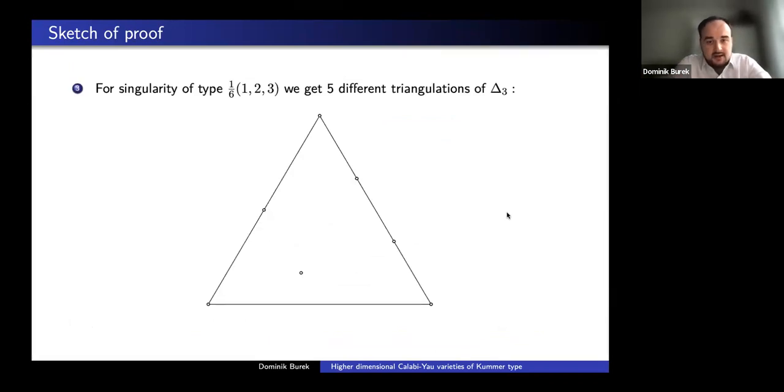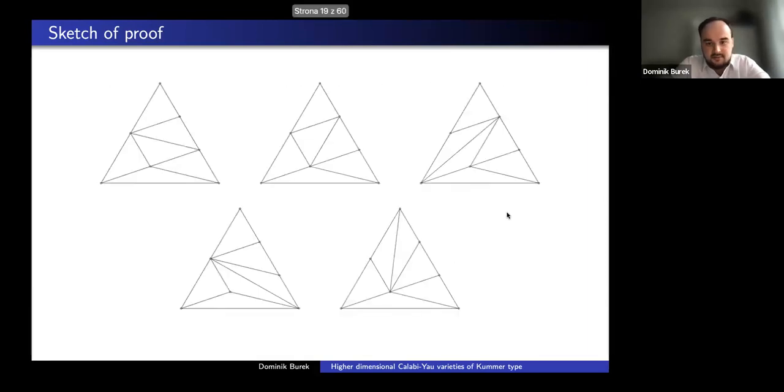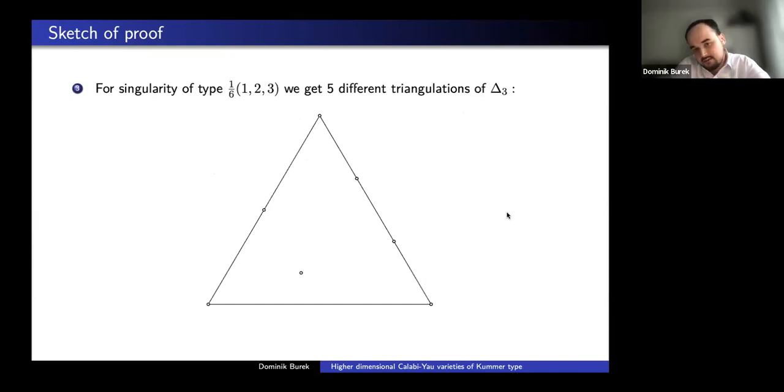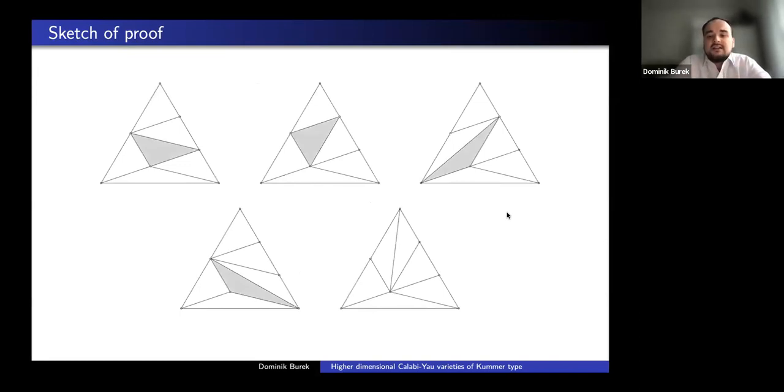In the case of singularity 1/3, we get five different triangulations of our triangle into six parts of equal area, but only one of them, the last one, gives us a good lifting of the action. In the four highlighted cases, triangulations, the triangles fail to have the lifting property. So only the last case is useful for our considerations.